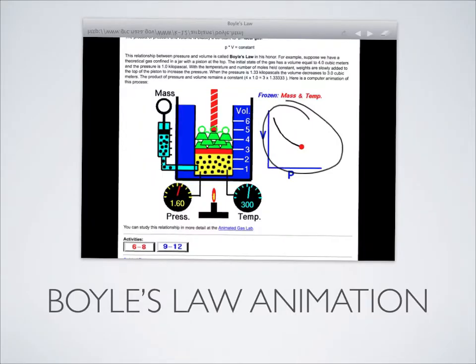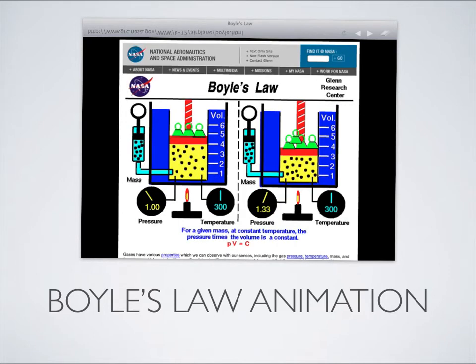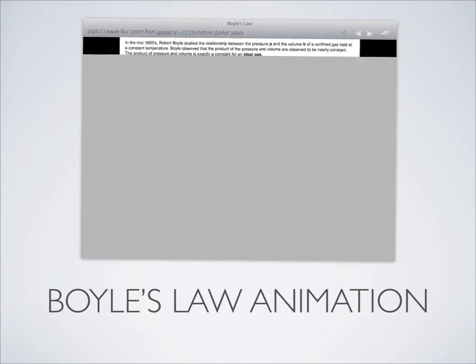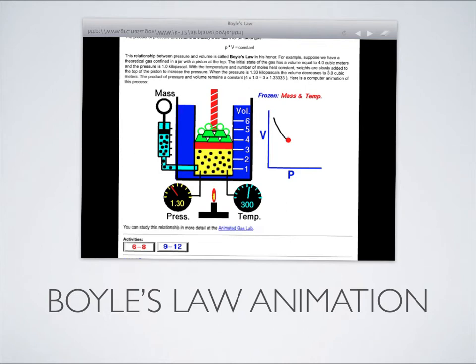All right, so let's take a look at a little animation here. You can see we've changed the pressure, on the left it is 1, and on the right it's 1.3. We're keeping the temperature the same, but notice what happens to the volume. It graphs it as it goes through. That's Boyle's law. And notice that you get a curved line here. You don't get a straight line. You get this curve. That's what inverse proportions give you.